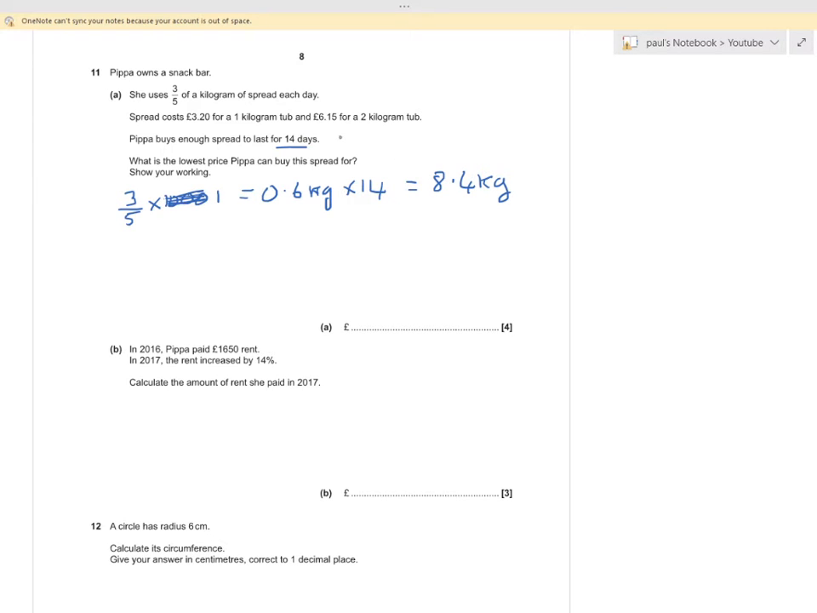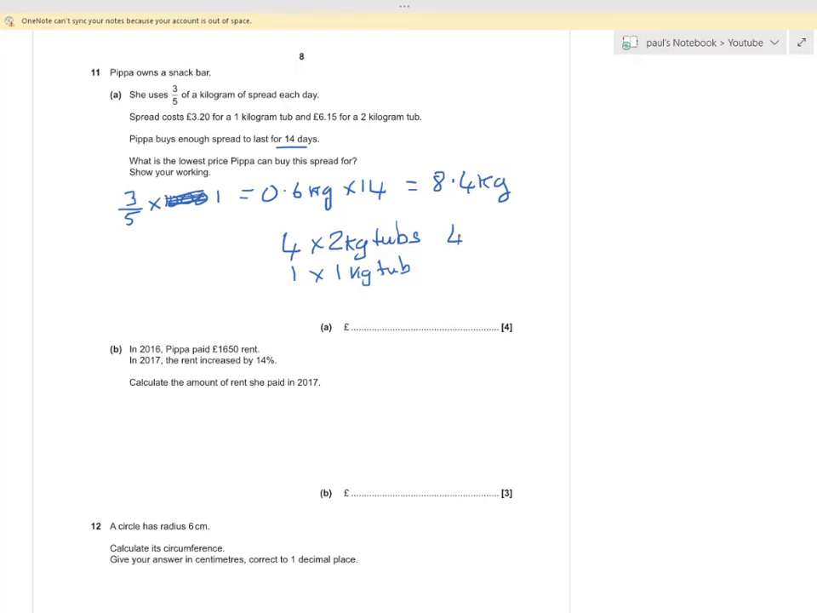Now, what's the best way we can do that? 2 kilograms is twice as much as 1 kilogram, and 6.15 is not. That would be 6.40. So these are cheaper. So we can buy 4 times 2 kilogram tubs and 1 times 1 kilogram tub. It looks like we're going to have a bit left over.